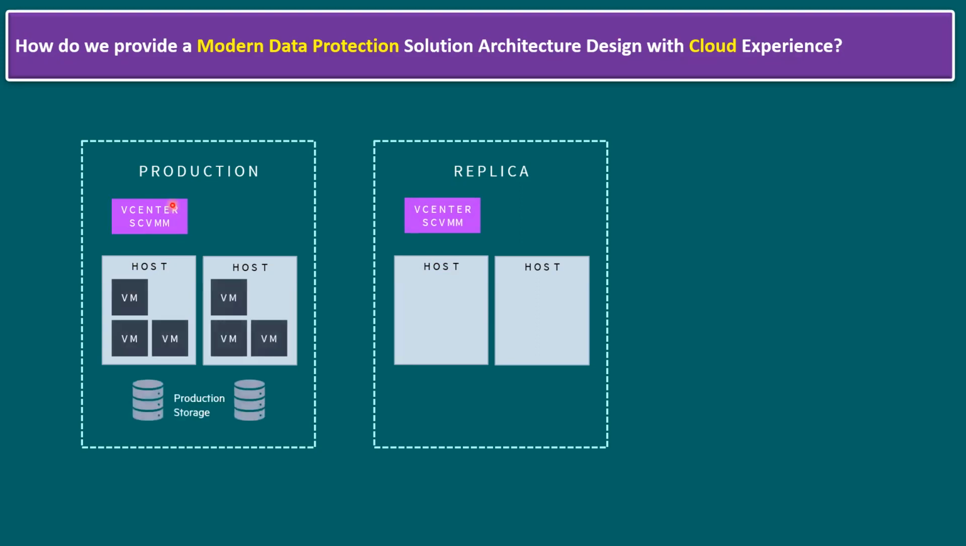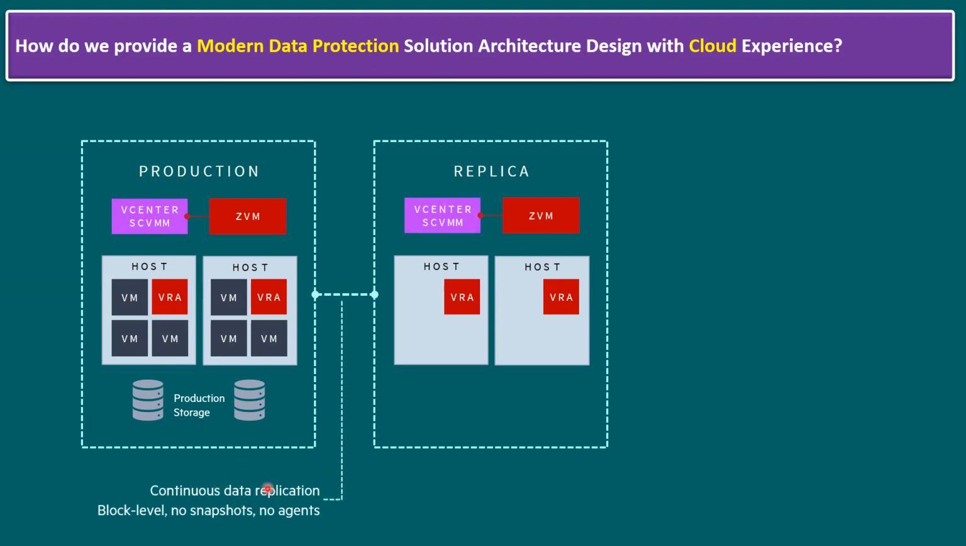And we should also run multiple production VMs, and we need production storage. Storage can be HPE Alletra storage. And we configure Zerto Virtual Manager on both sides, and we have to configure virtual replication appliances. They will help us start replicating our virtual machines. First, we have to pair both sides, production and replica. Once we pair, the continuous data replication, backup level, no snapshots, no agents, will start replicating our VMs to the replica site.